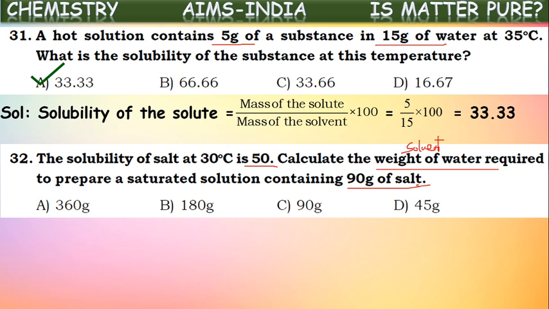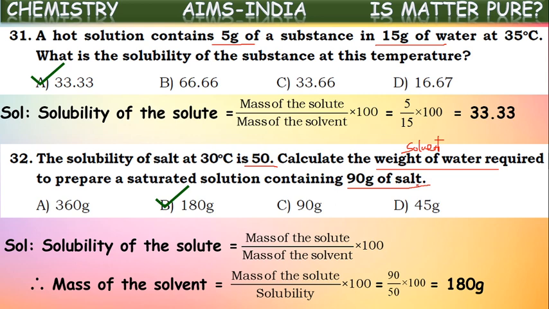So here also we use the same formula of solubility. Solubility is equal to weight of solute by weight of solvent with the same units into 100. By using that we can calculate the value of weight of solvent. Let us see the solution. Solubility of the solute is equal to mass of the solute divided by mass of solvent into 100. Here we need to calculate mass of solvent because solubility is given in the problem and the mass of solute is also already given. We need to calculate only mass of solvent.